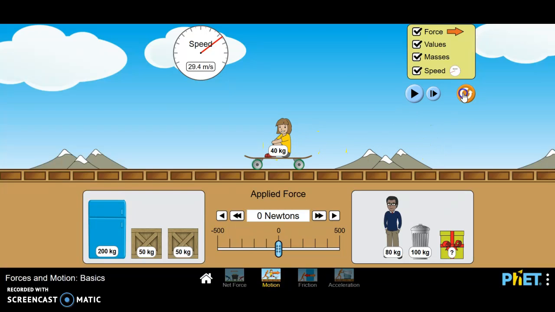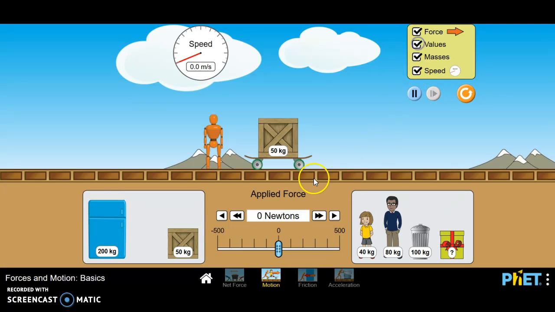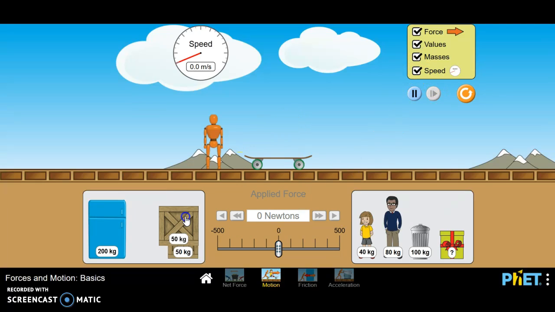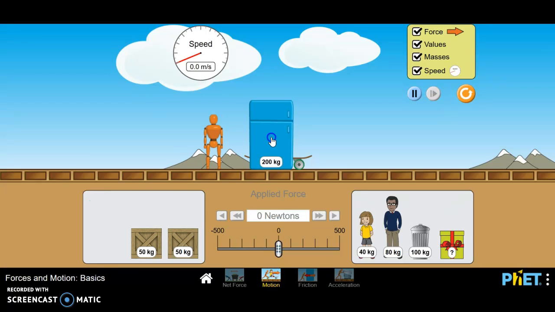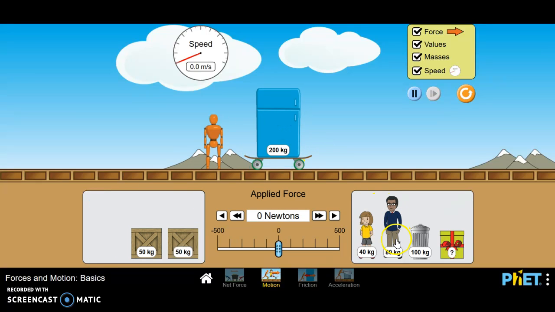But when we reset and add on as much weight as we possibly can, which is the refrigerator, the man, and the trash can, let's see how long this takes to reach maximum speed. Are you ready? Go.